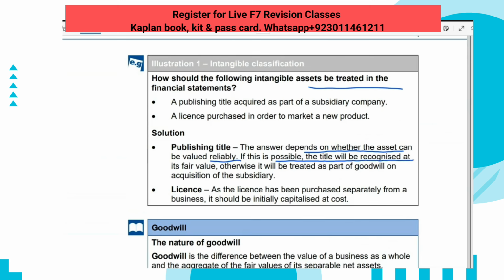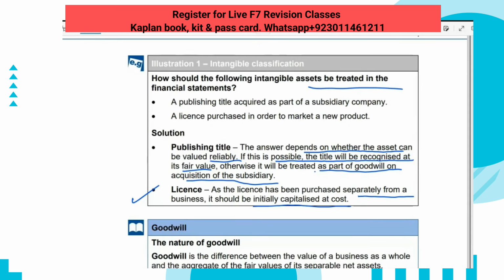For the publishing title, the answer depends on whether the asset can be valued reliably. If this is possible, the title will be recognized at its fair value. Otherwise, it will be treated as part of goodwill on the acquisition of the subsidiary. This is the explanation for a publishing right.